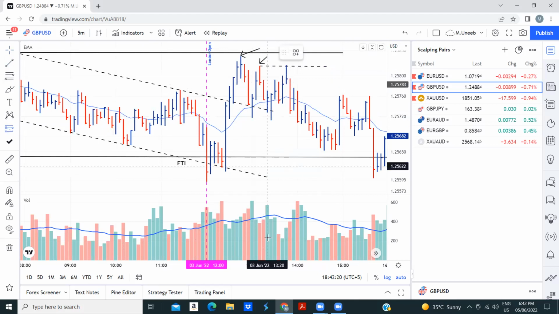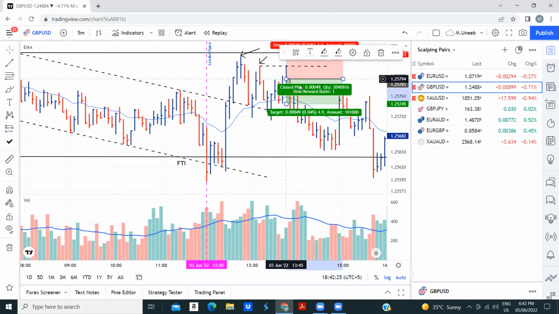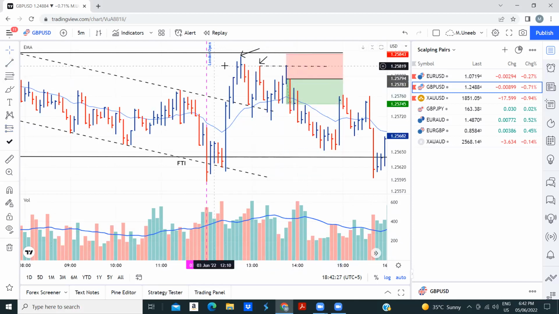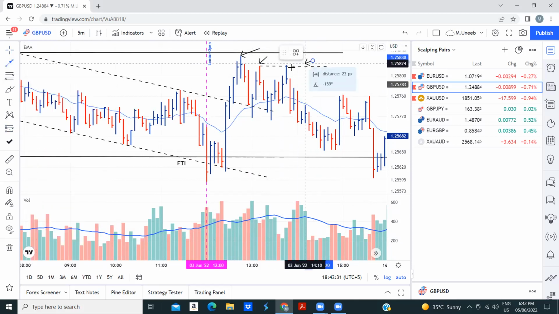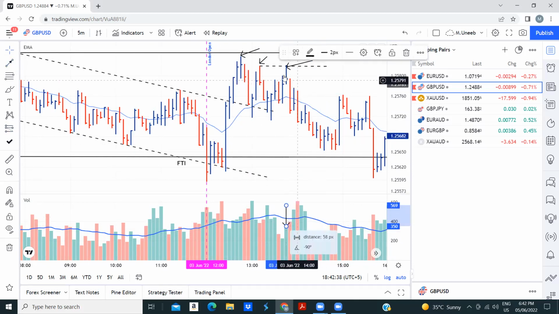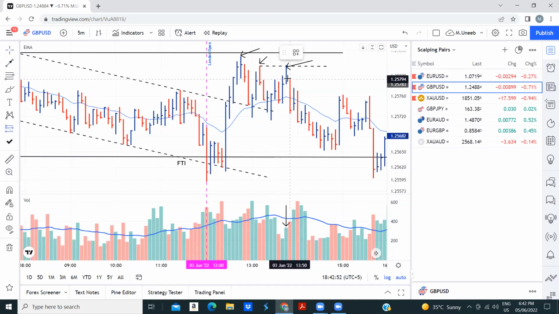This is what? This is effort versus no result. Can you see the volume here? Effort versus no result. If you compare this bar with the volume of this one, now you see this bar and this both bars, this bar is smaller in spread than this bar, right? But how about the volume? The volume is increasing, and see where it's closing. So it's effort versus no result, right? And you can take your position here.